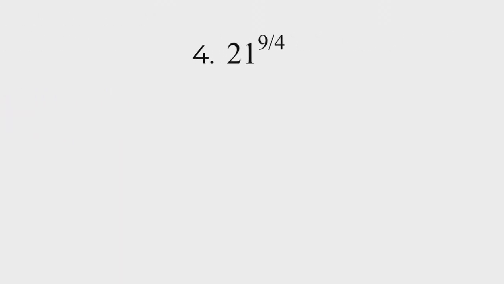And then the last one, we have 29 to the 9/4 power. So we want to rewrite this with the radical. 29 is going to go on the inside. 9 is the numerator, so that's going to be the exponent. And 4 is the denominator, so that'll be the index or root.